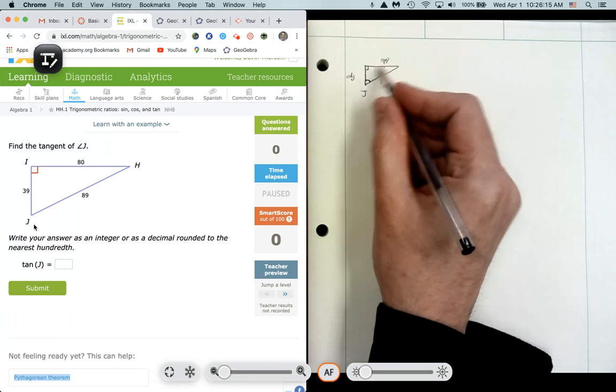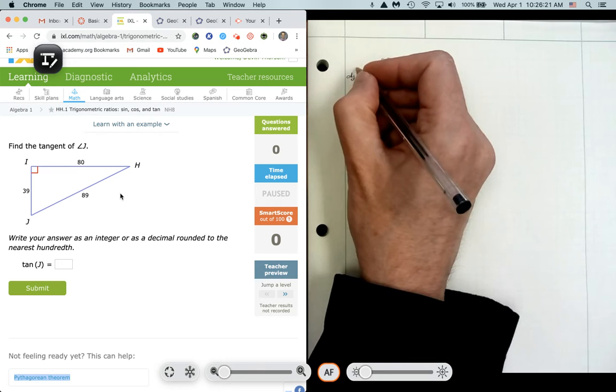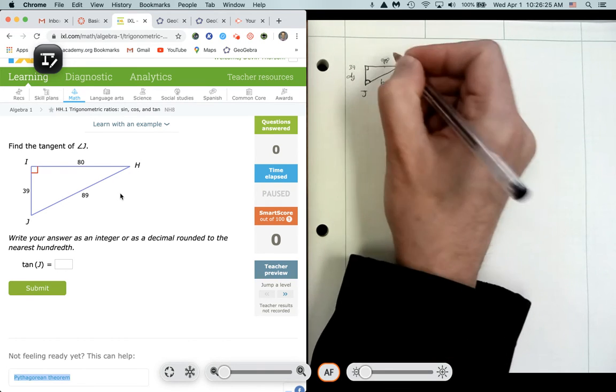Now that I have my sides labeled, I'm going to put in the numbers that they give me, 39, 89, and 80. So this side is 39, this side is 89, and this side is 80.